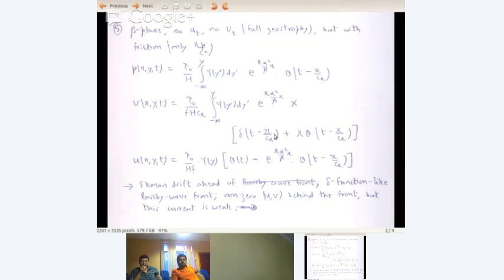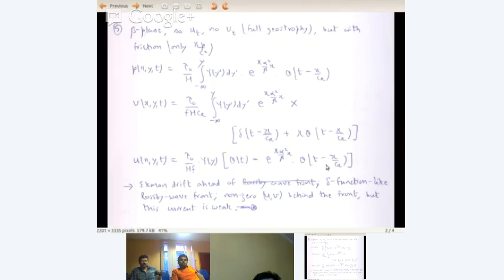V is similar, but with one small change. You had only a delta function earlier, but now you have that delta function plus kappa into a theta function. Now kappa is small, so you do have a V field behind the Rossby wave. It's no longer a zero current. You have an e power kappa alpha squared by beta into x multiplying the second step function in the expression for u. So the u field also doesn't get cancelled out.